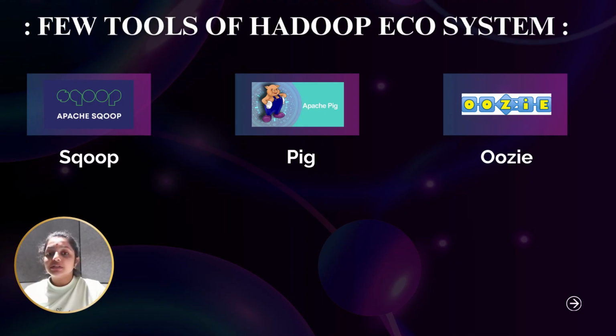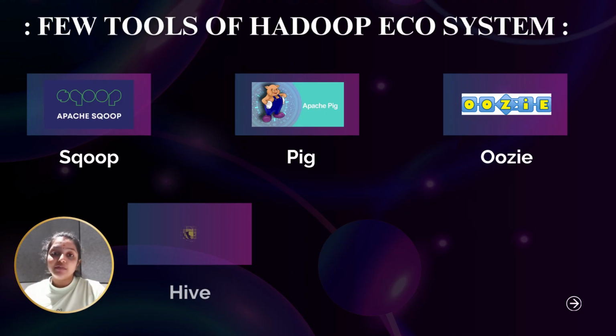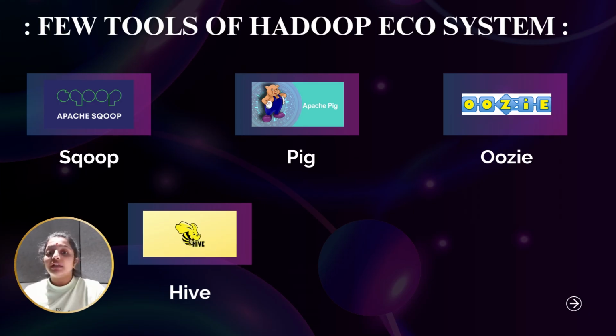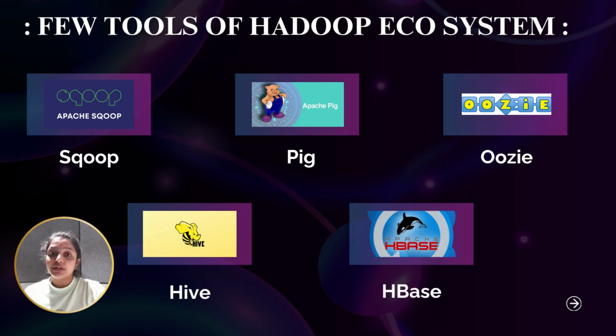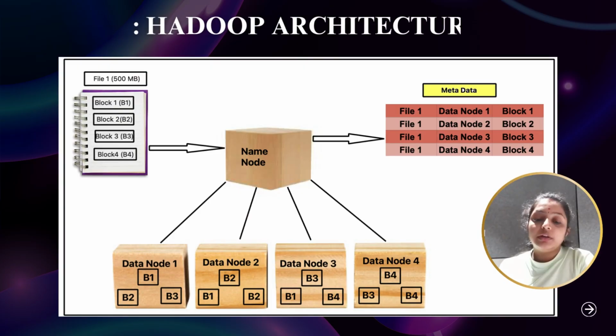So moving on to the next one, it is Hive. This is mainly used to query large data sets. And the next thing is HBase. It is treated as a NoSQL database for real-time reads and writes, but nowadays we are preferring Cosmos DB for such particular actions. Now let us understand Hadoop's architecture.